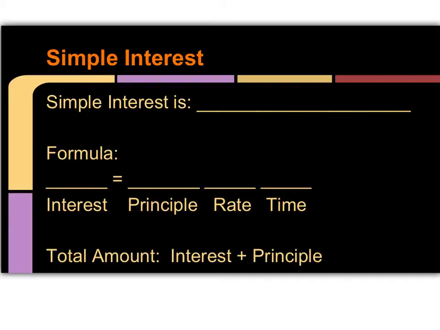The last concept we have to discuss is simple interest. Simple interest is something that you're going to start seeing more of, especially if you start, say, applying to colleges. You're going to see interest on student loans, and when trying to buy a car or a house. You're going to see interest a lot.